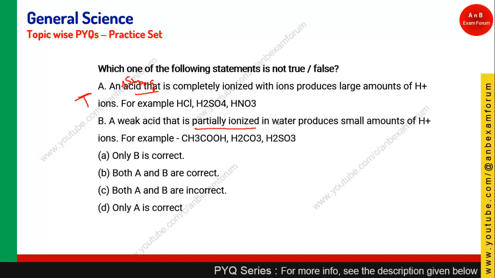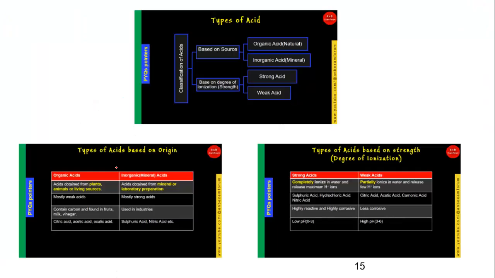Whereas weak acid partially ionizes in the water and produces a small amount of hydrogen ions. This is also true, and these are the examples. So both are correct. Okay, there should be no confusion. It is basically the definition of strong acid and weak acid. And in the theory we have seen that we can classify the acid based on the source, like natural acid or mineral acid, and based on the degree of ionization or the strength, there are two types of acid: strong acid and weak acid. And all these pointers we have seen in our theory classes. So you can just watch those theory classes.